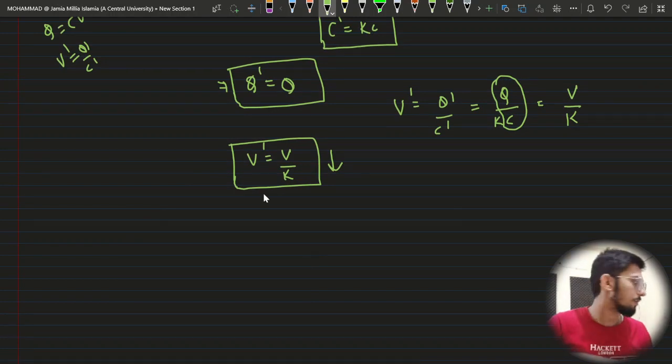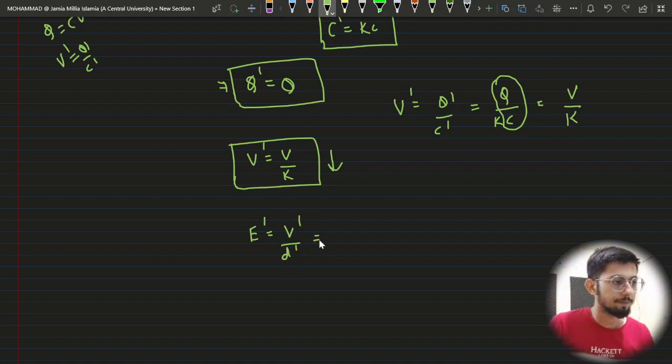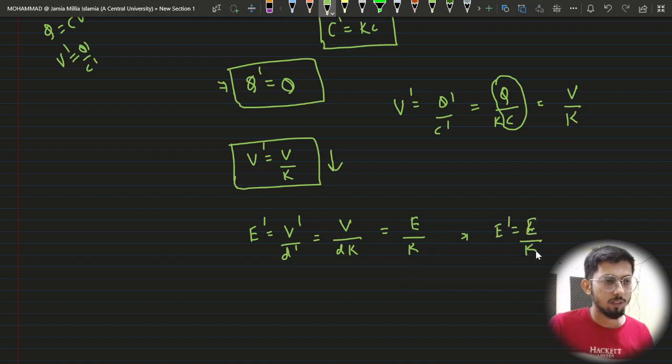Now going further, we want to know what the value of E dash is, and E dash will be found using the relation V dash by D dash. V dash is V by K, D dash is still the same because we are not going to change the thickness. V by D can be replaced by E, and the K is still there. So E dash is E by K, and it has also downscaled.